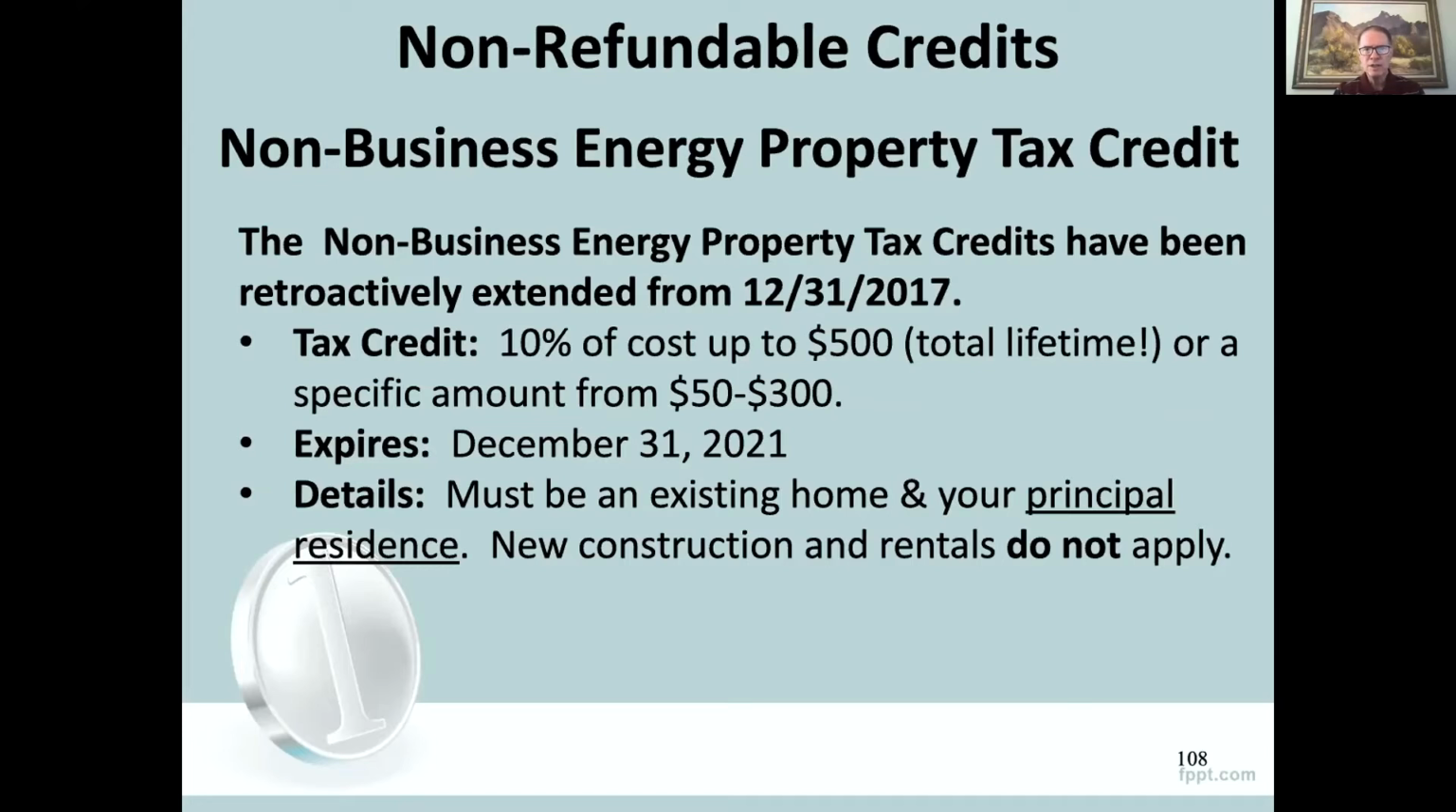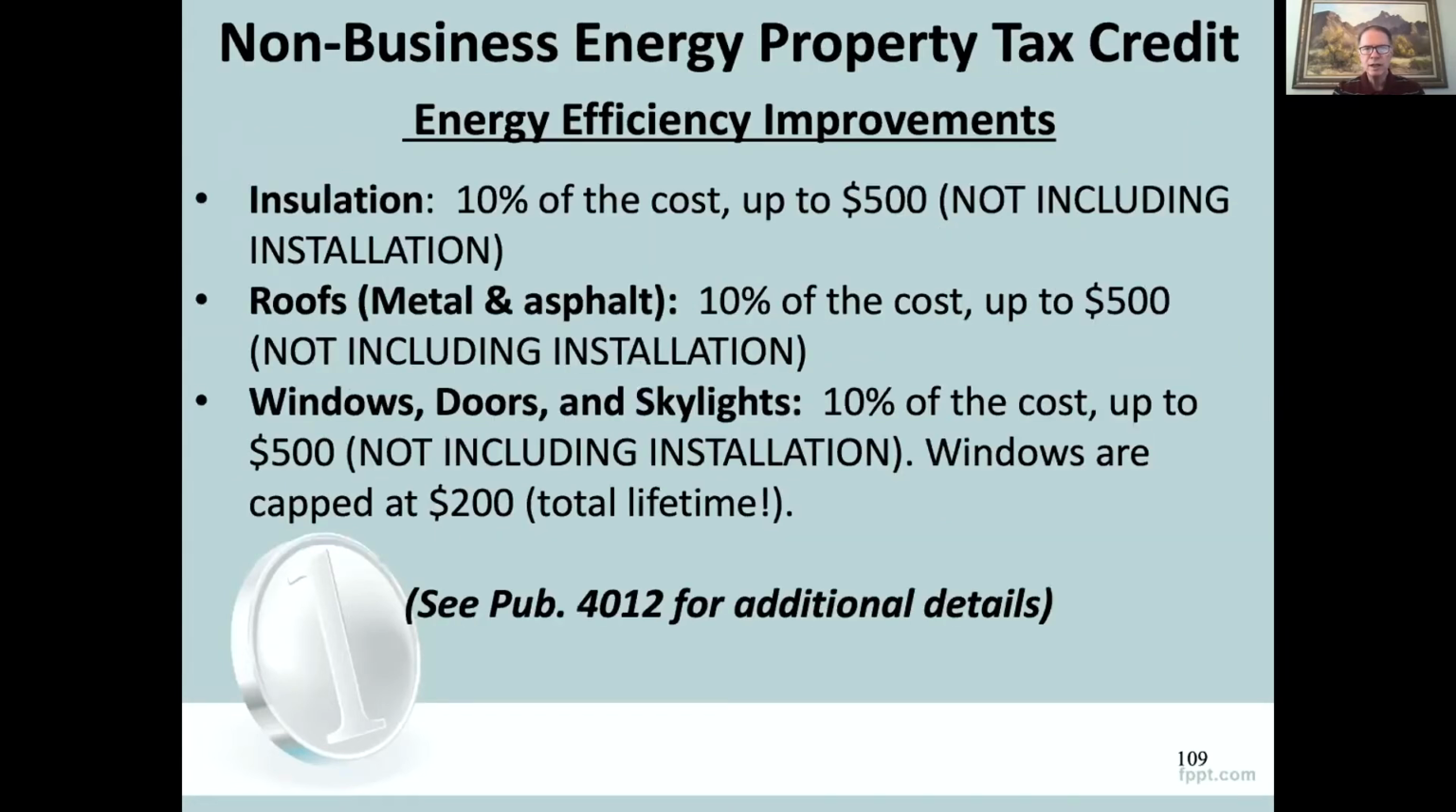It expires at the end of December 31st, unless they renew it. And there was some discussion just yesterday about that. But it has to be on your existing home and your principal residence, but new construction and rentals do not apply. So things that they would give you credits for: insulation, 10% of the cost up to $500. Roofs like metal or asphalt, 10% of the cost up to $500. Windows, doors, and skylights, 10% of the cost up to $500.